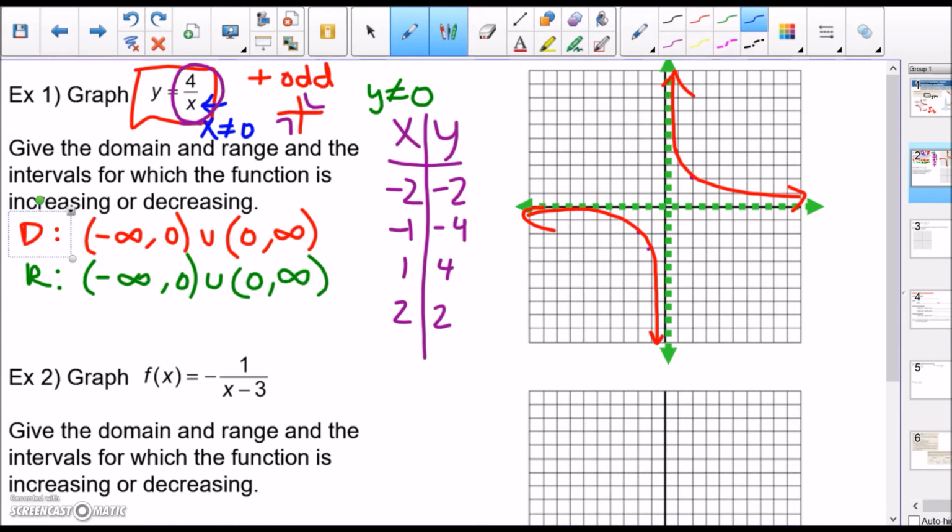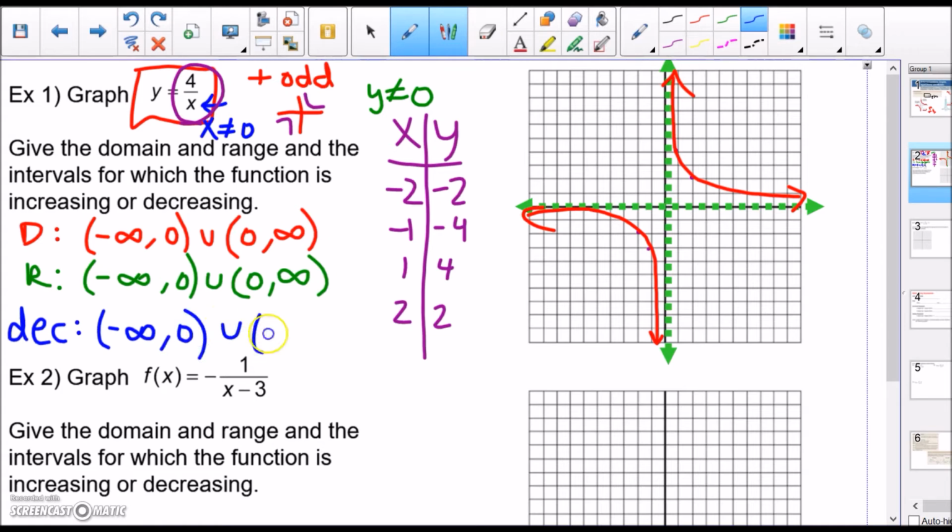Notice if you trace it, it's decreasing, it's going downhill the whole time. The whole graph is going downhill. So there is no increasing, but it is decreasing from -infinity to 0, and then it jumps up to the top and decreases from 0 to infinity. Now, it's kind of a coincidence that this matches the domain. That's not always going to happen.